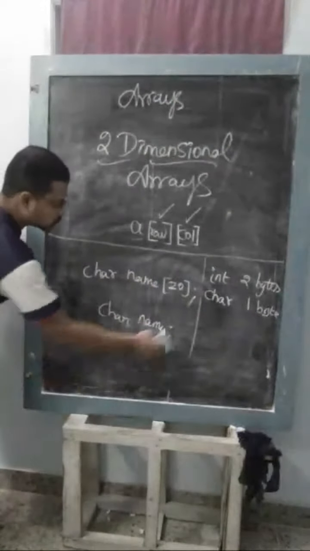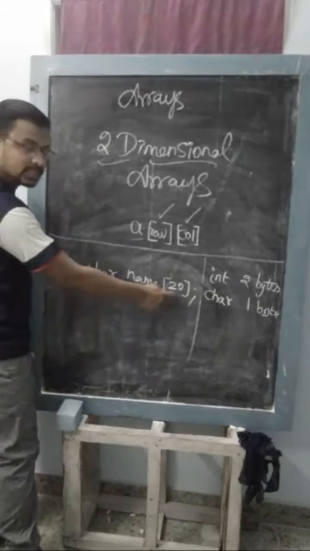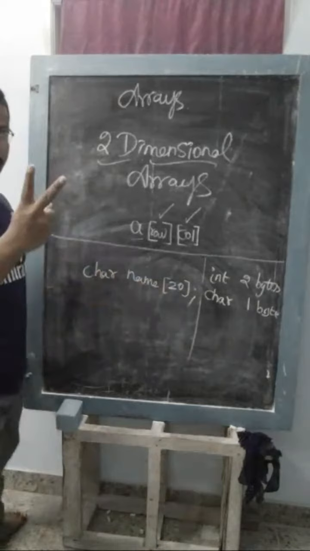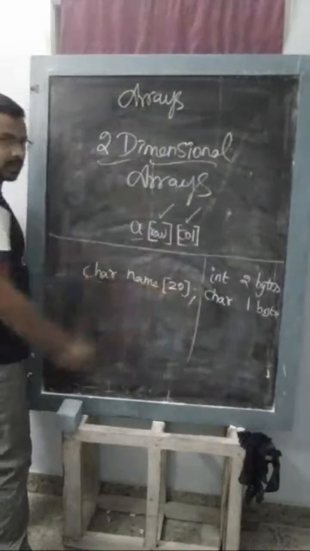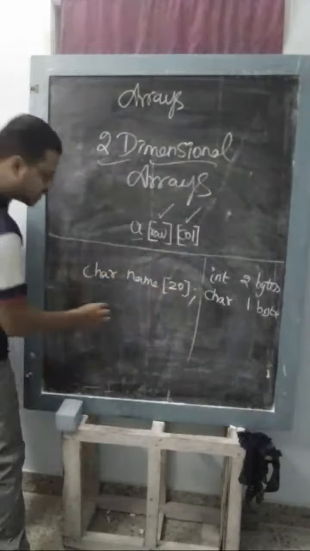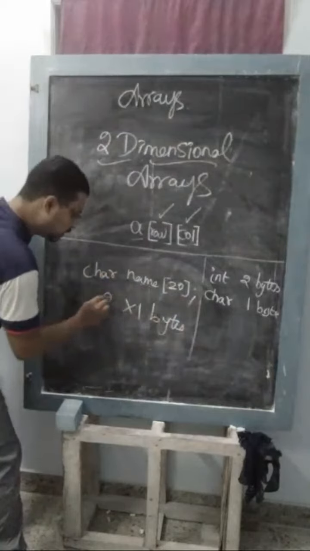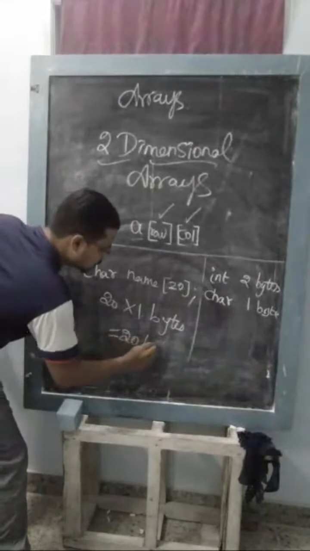So what about this one? Here 20 elements are there. You know the size of the element? The size of the array is 20. Totally how many elements are there? 20 elements are there. What is the size of the character? That is 1 byte. How many elements are there? 20. 20 into 1, that will be 20 bytes.